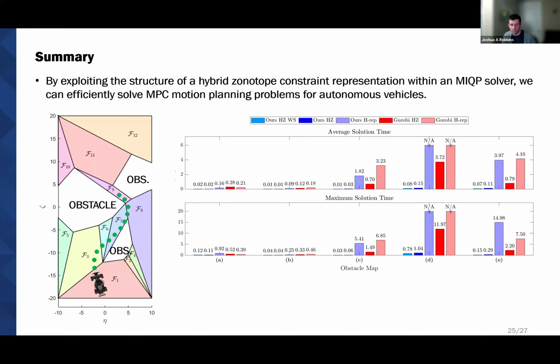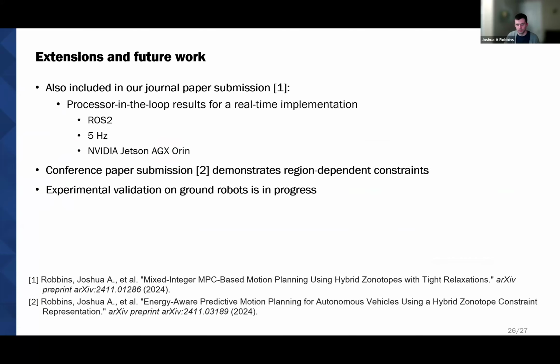So in summary, by exploiting the structure of a hybrid zonotope constraint representation within an MIQP solver, we can efficiently solve MPC motion planning problems for autonomous vehicles. Also included in our journal paper submission are some processor-in-the-loop results for real-time implementation, which I won't go into here, but we've implemented the solver in a ROS2 context on an embedded processor and saw good results.